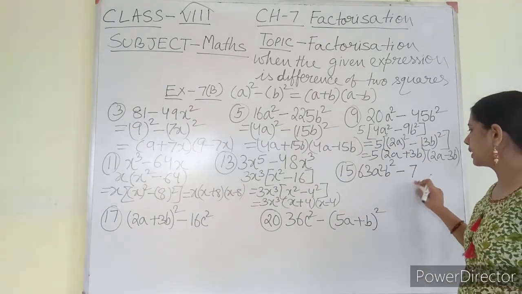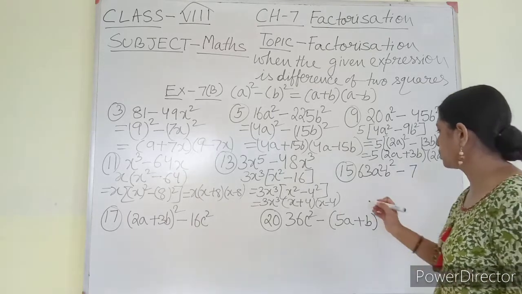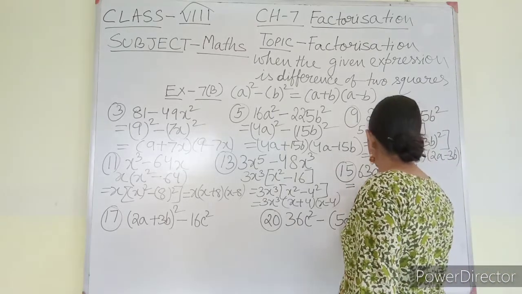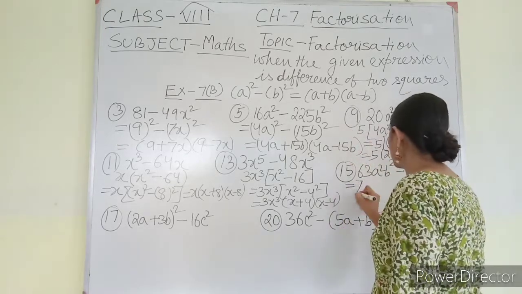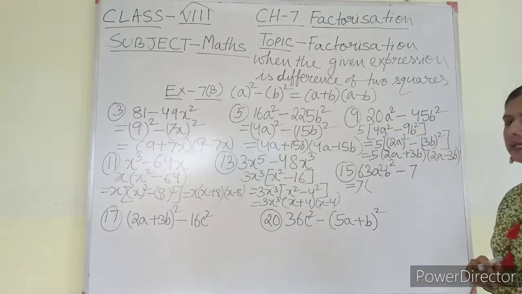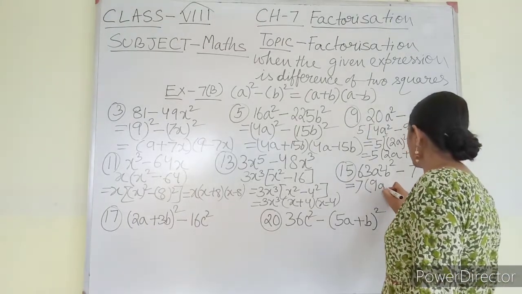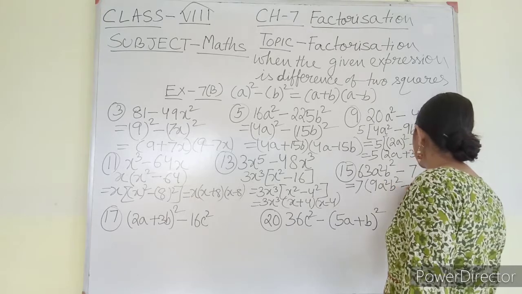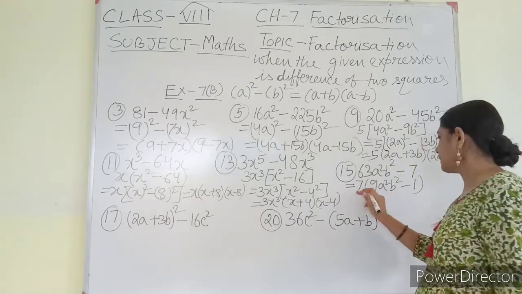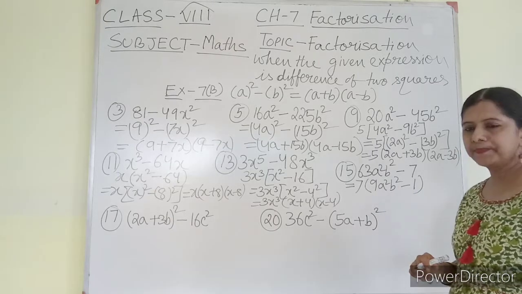Now come to question number 15. 63a square b square minus 7. So here I can take 7 as common, because 63 is a multiple of 7. So I have taken 7 as common. 7 into 9 is 63. So 9a square b square minus 1. Here 7 I have taken common, so nothing is there. So 1.